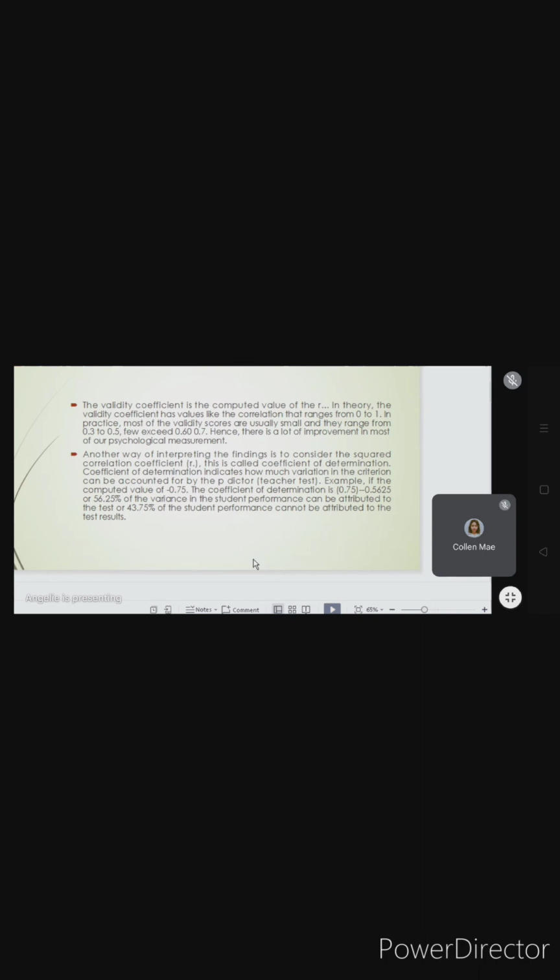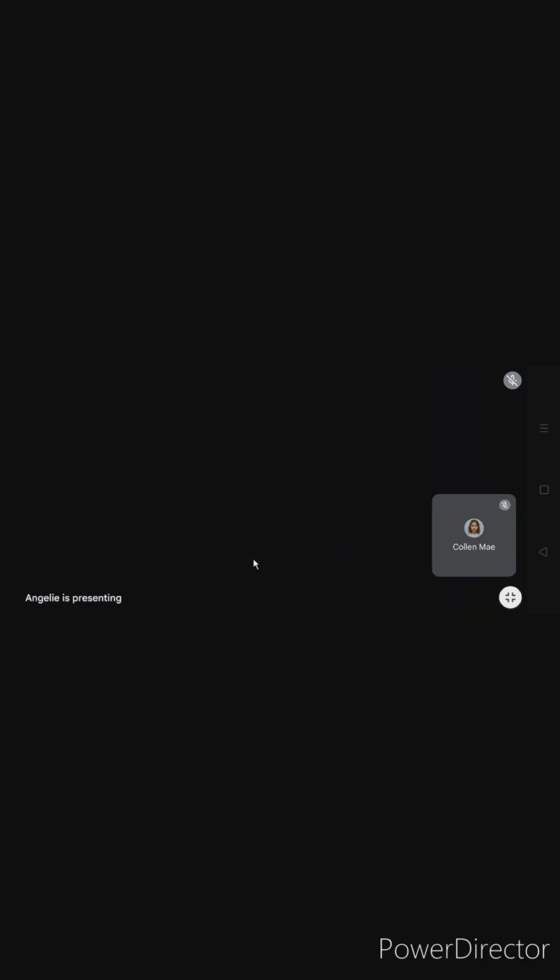Next slide please. The next is the validity coefficient. The validity coefficient is the computed value of the r in the theory. The validity coefficient has values like the correlation that ranges from 0 to 1. In practice, most of the validity scores are usually small and they range from 0.3 to 0.5, and few exceed 0.6 or 0.7. Hence, there is a lot of improvement needed in most of our psychological measurement. Another way of interpreting the findings is to consider the squared correlation coefficient, or the r squared. This is called the coefficient of determination.